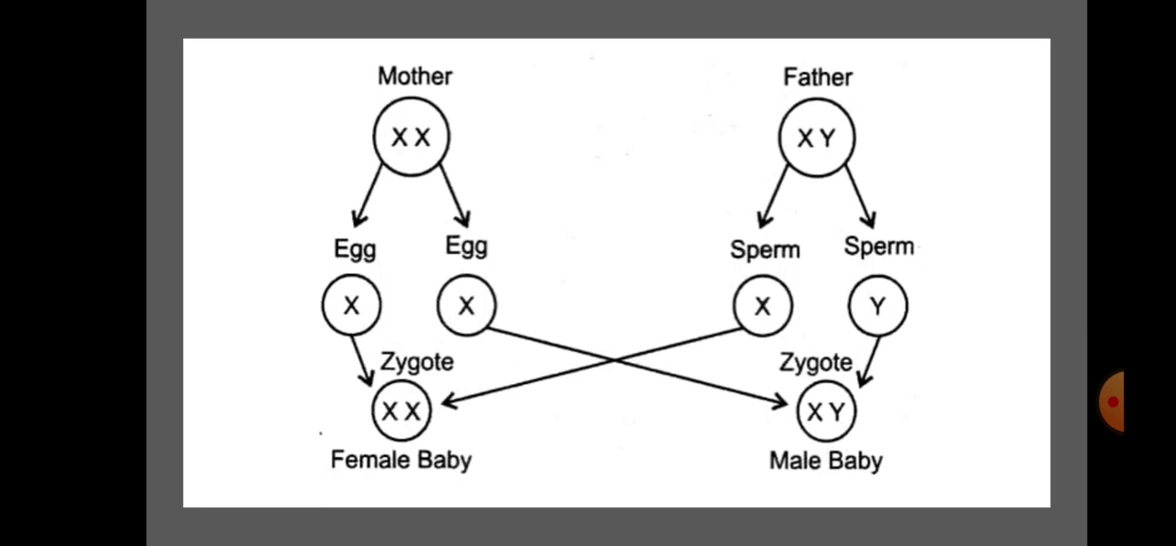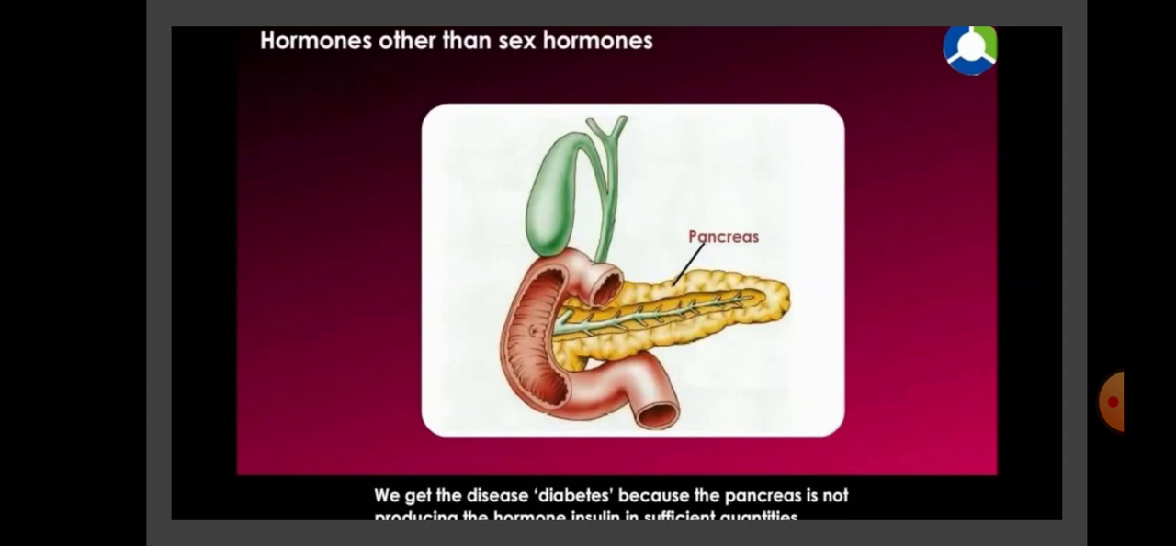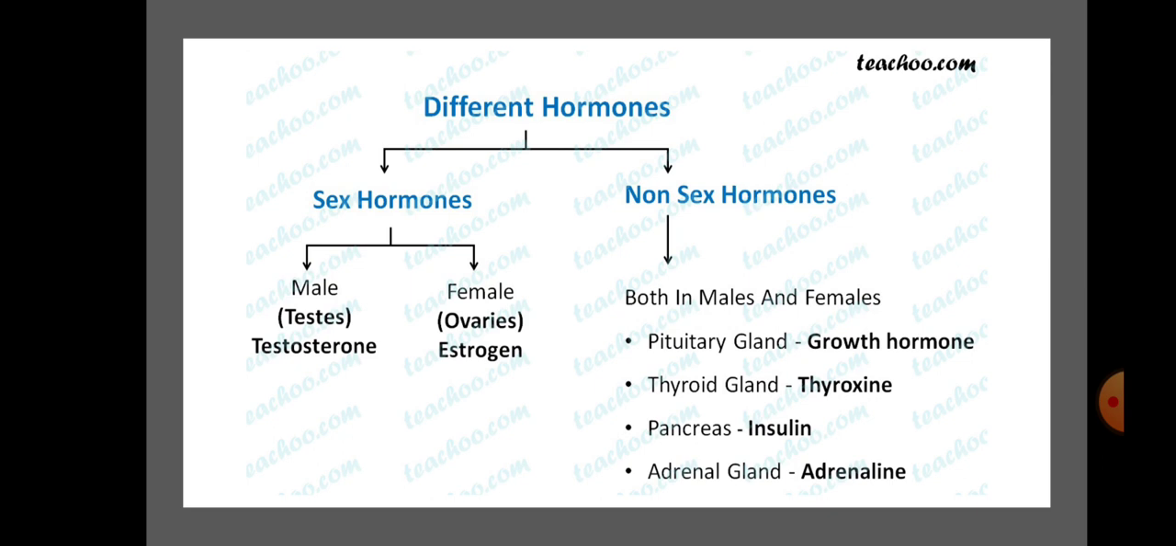Next we study the next topic, hormones other than sex hormones. The other endocrine glands that are present in the human body. What are endocrine glands? Endocrine glands are ductless glands.